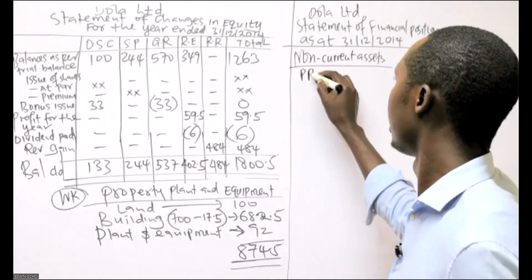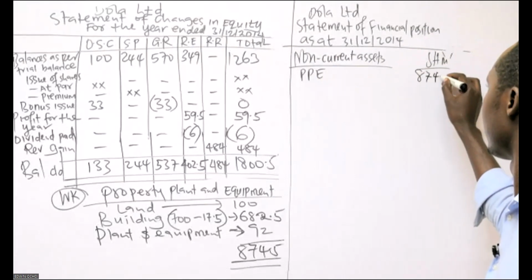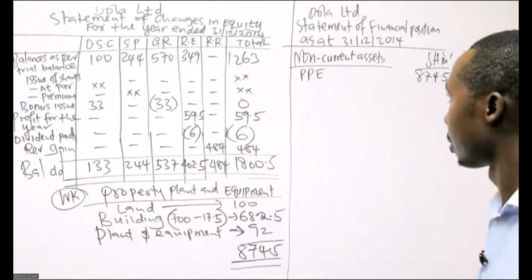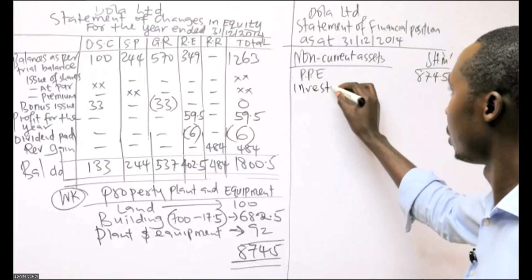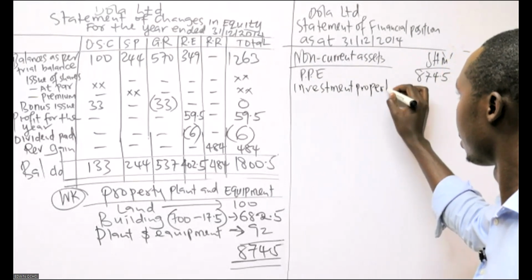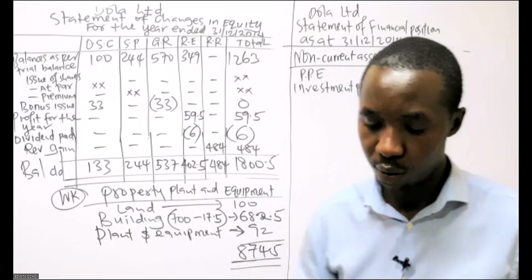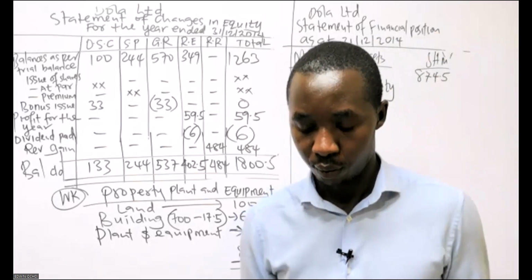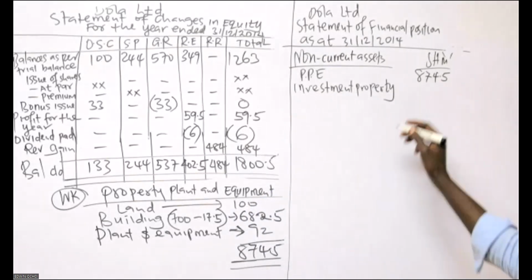So PP, property, plant and equipment, 874.5. Another, intangible assets. There's investment property, which must be shown independently. But remember this one, by the end of the year, it was valued at what? According to note 6, it was valued at 586.